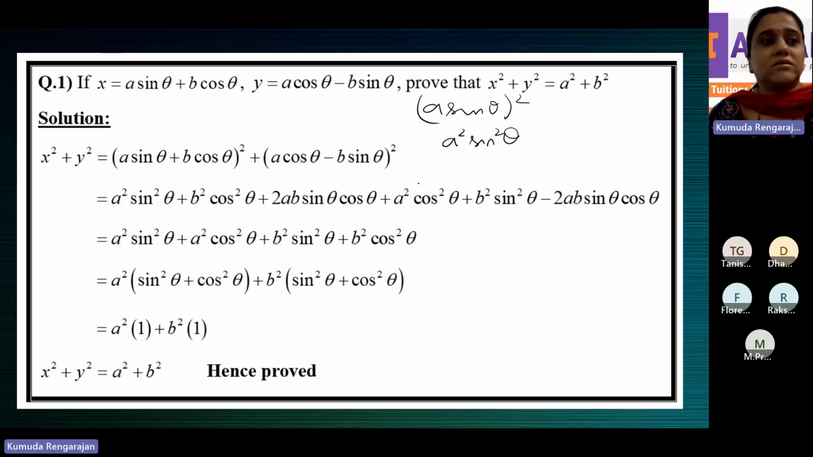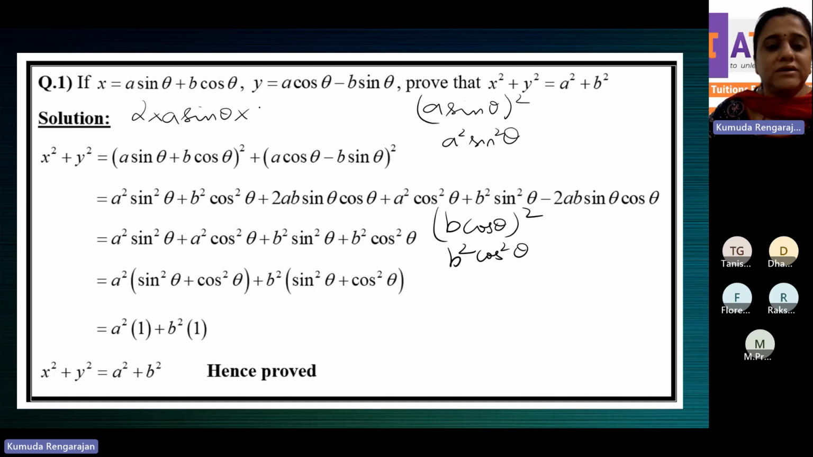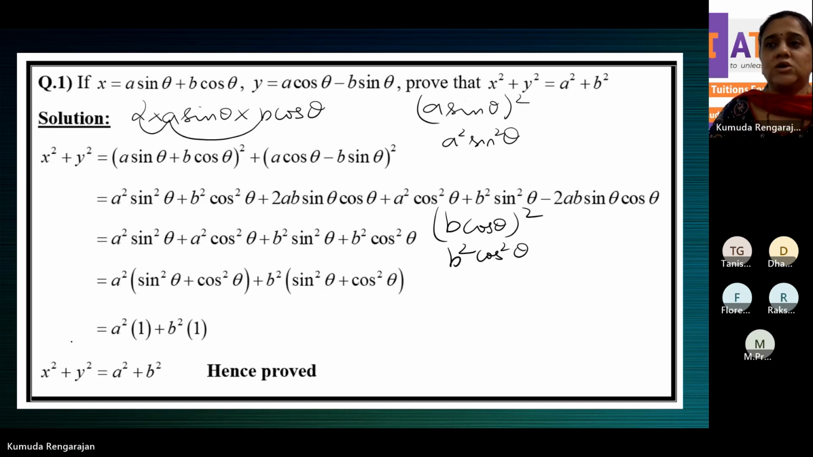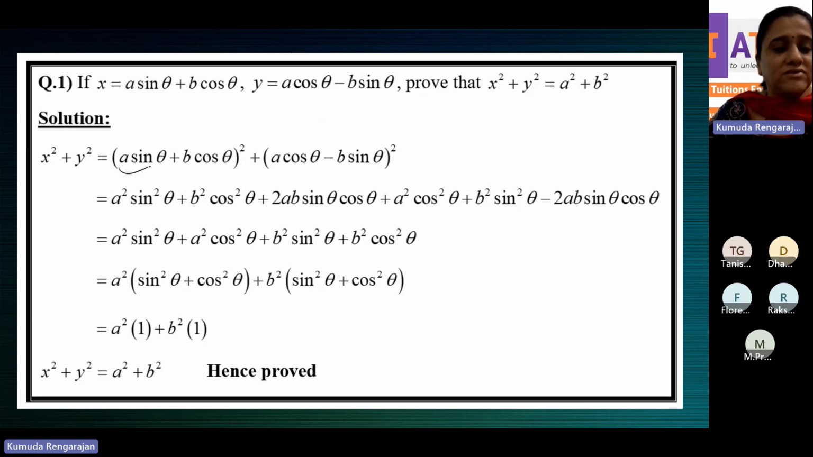B squared. B square is b cos theta the whole square. So that's nothing but b squared cos square theta. And 2 into a into b. 2 into a term, into the b term. So that is 2ab sine theta cos theta. So when you expand this, you get these three terms.